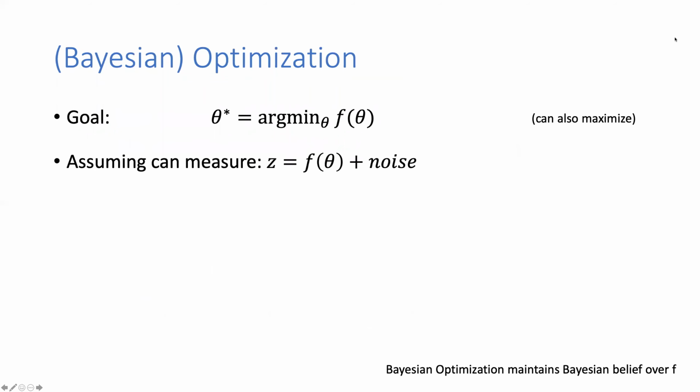So what is Bayesian optimization? This type of procedure doesn't have to be Bayesian, but it's commonly Bayesian. So here's the idea. We have some objective function I call capital F. And our goal is to find a theta that maximizes or minimizes, in this case, capital F. We can also maximize. And we assume that we can make measurements of capital F. For any theta, we can measure Z, which is F of theta plus noise, under some noise model.